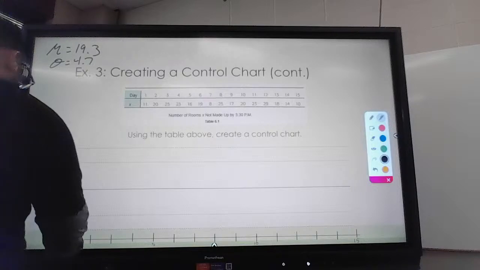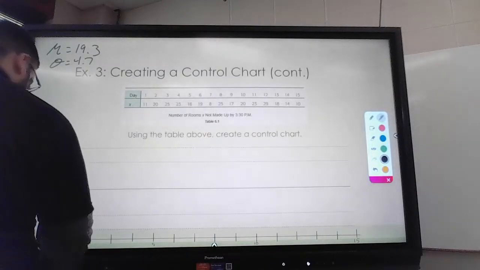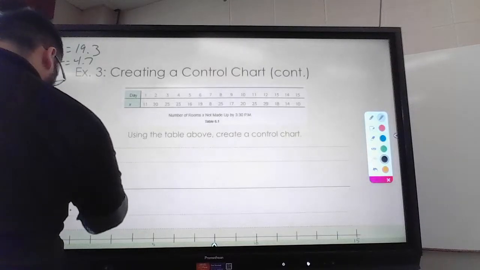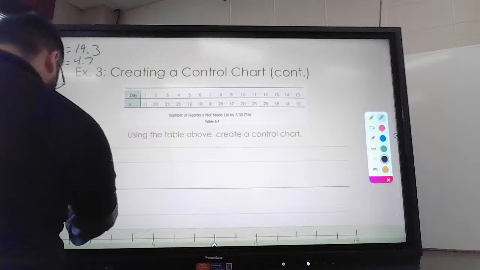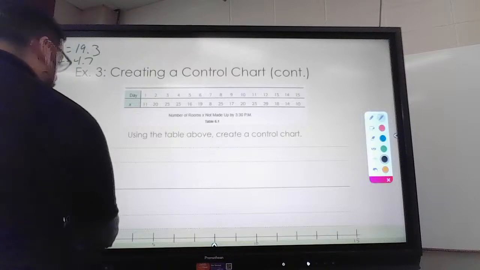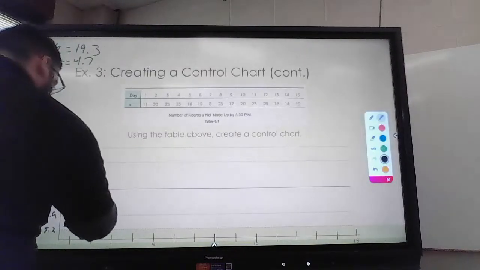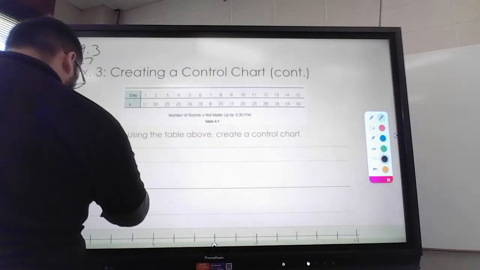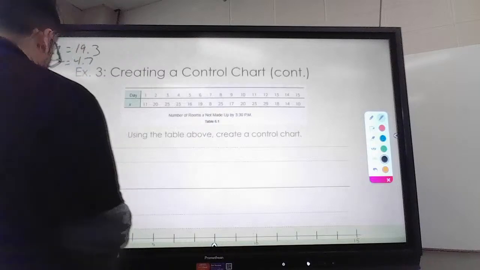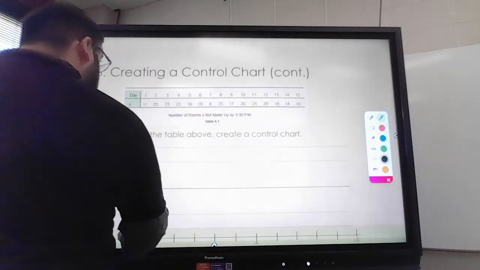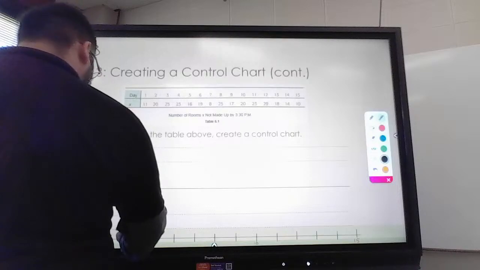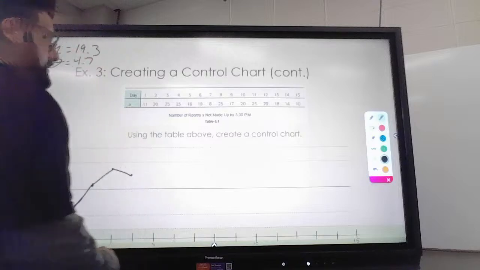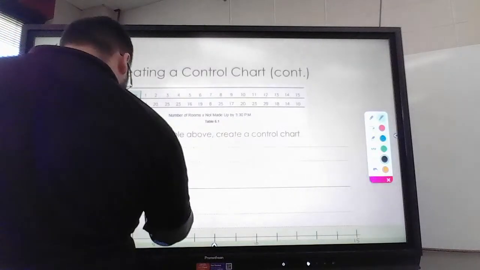Day 1, there are 11. That's about right. We'll put that right here. Day 2, 20. So that's right above here. We'll connect those 2 dots. So make sure you connect them as you go. Day 3 is 25. So a little bit more upward here. Day 4 is 23. So we'll go a little bit less here. Day 5 is 16. So we'll put that right at here.